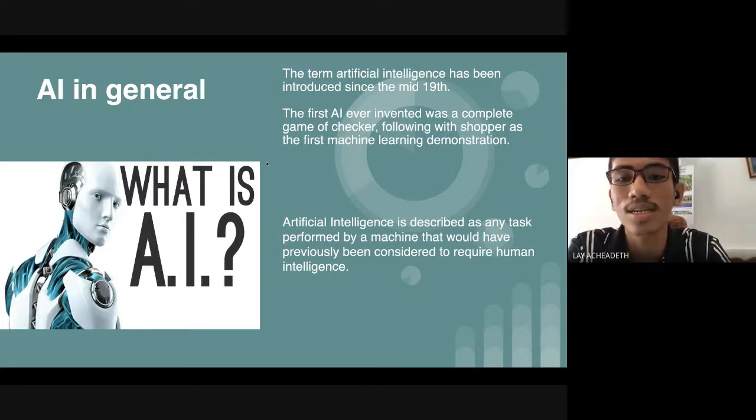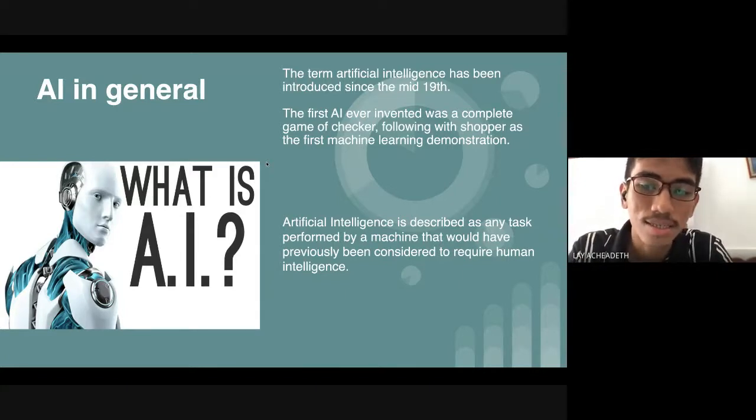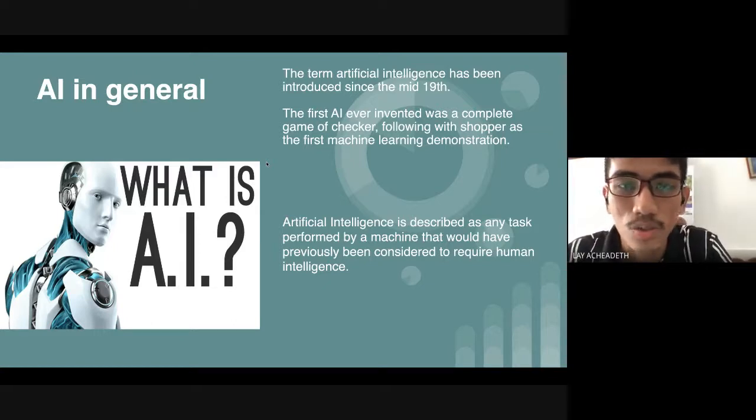Following that was Shopper, the first machine learning demonstration. Shopper is basically a shopping application that recommends products to you, and you can buy the recommended products from them. Artificial intelligence is basically described as any task performed by a machine that would previously have been considered to require human intelligence. So anything that simulates human intelligence and is not performed by a human is artificial intelligence. That's what the word artificial means. It's not human, but it's as intelligent as a human. That's why we say it was previously considered to require human intelligence.